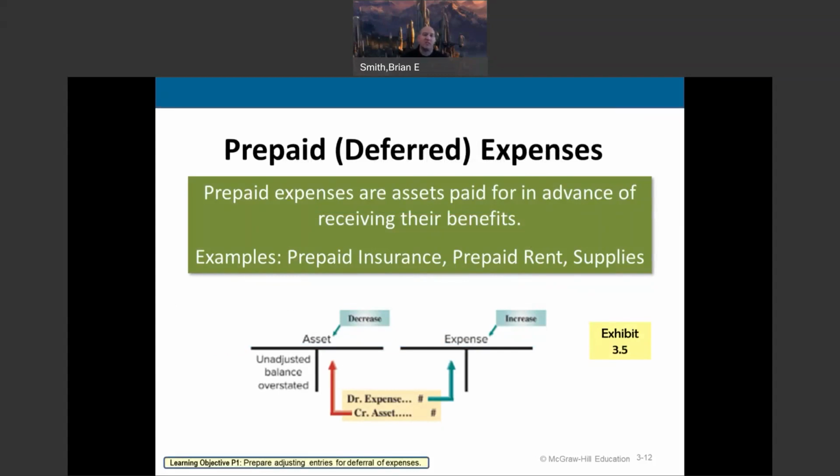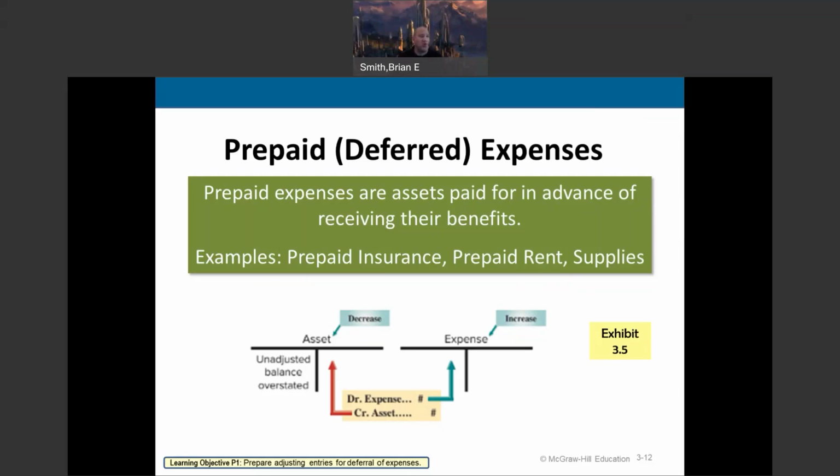Now, we've talked about supplies in the prior videos, but supplies is really a prepaid supply expense account. We're buying the supplies in advance, and then as we use them, we're expensing them. It's the same thing as prepaying rent, and then as we use it. Prepaid insurance, as we use it. It's the same concept there.